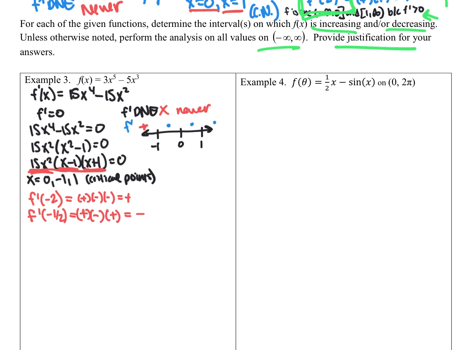Again, you could find the exact value, but that's a lot of math. And all we need is: is it positive or negative? So we know f prime will be negative in the region between negative 1 and 0.